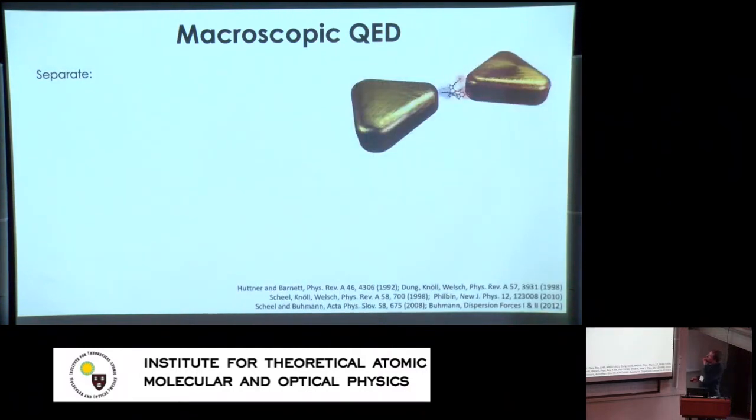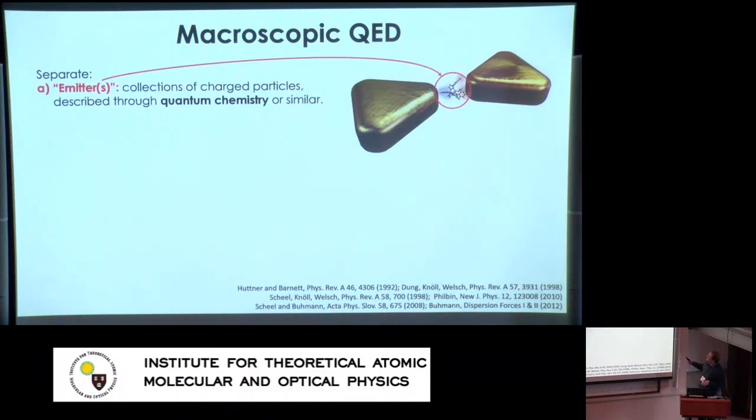So how can I do this? Well, macroscopic QED follows a very simple strategy. It's basically saying, I want to have some parts of the system that I want to treat exactly, up to whatever level of exact you are interested in.